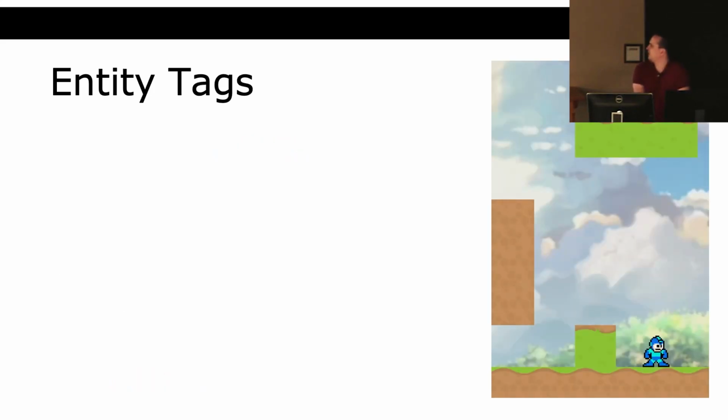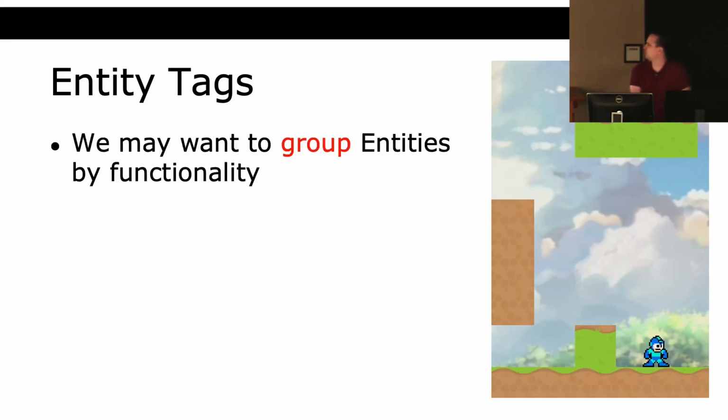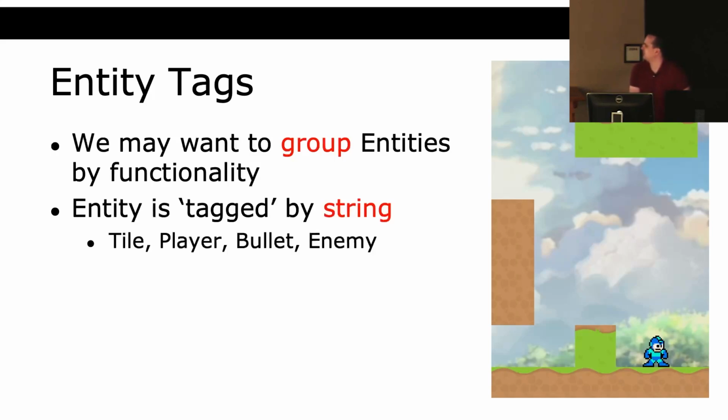And last time we talked about these things called entity tags. We may want to group entities by functionality, and so each of our entities is tagged by a string. For example, a tag may be just a very simple type of entity. Like down here we have a tile entity, maybe we have a background entity, maybe we have a player entity or a bullet entity.